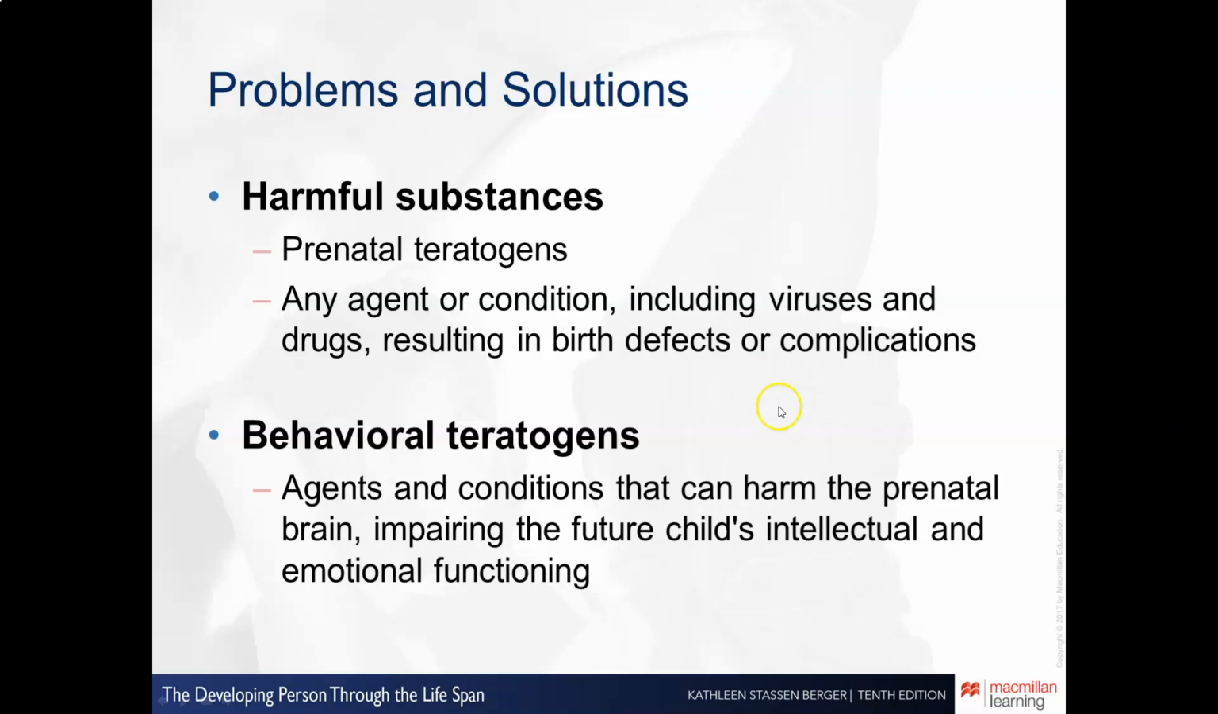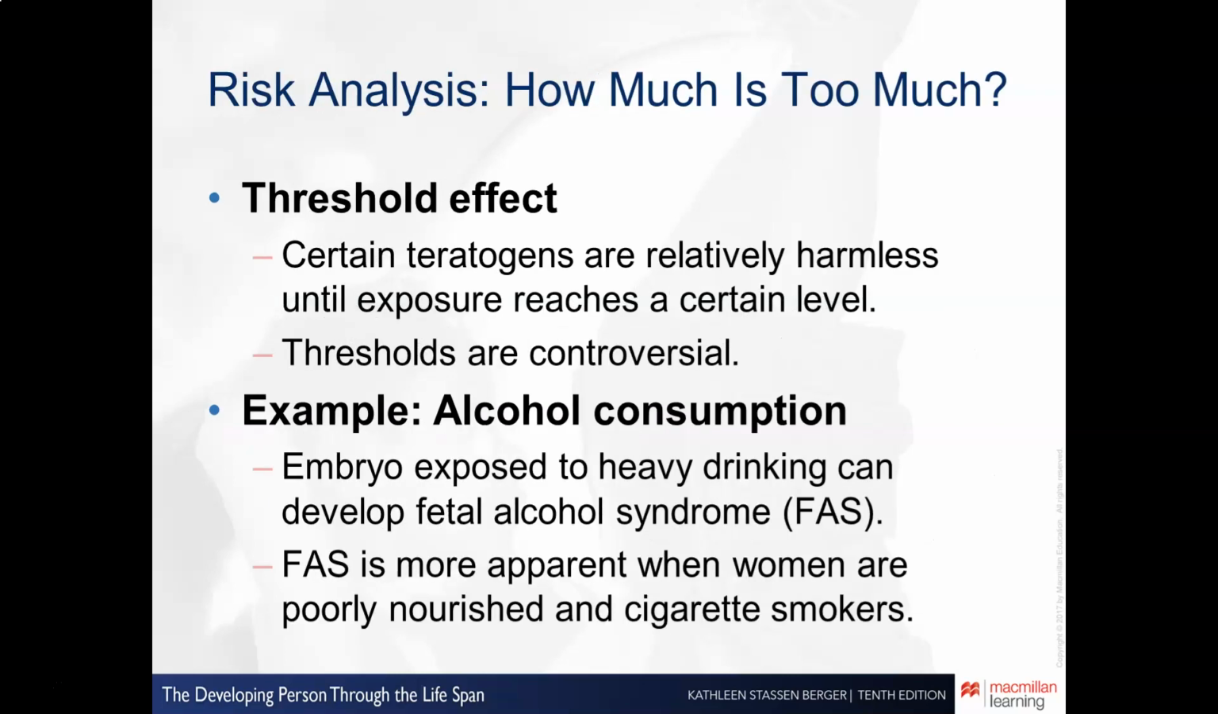Now, another important thing to know is that there are what's known as behavioral teratogens. Those are the same thing: agents and conditions that can harm the prenatal brain, impairing the future child's intellectual and emotional functioning. So that is important to know on this slide right here.